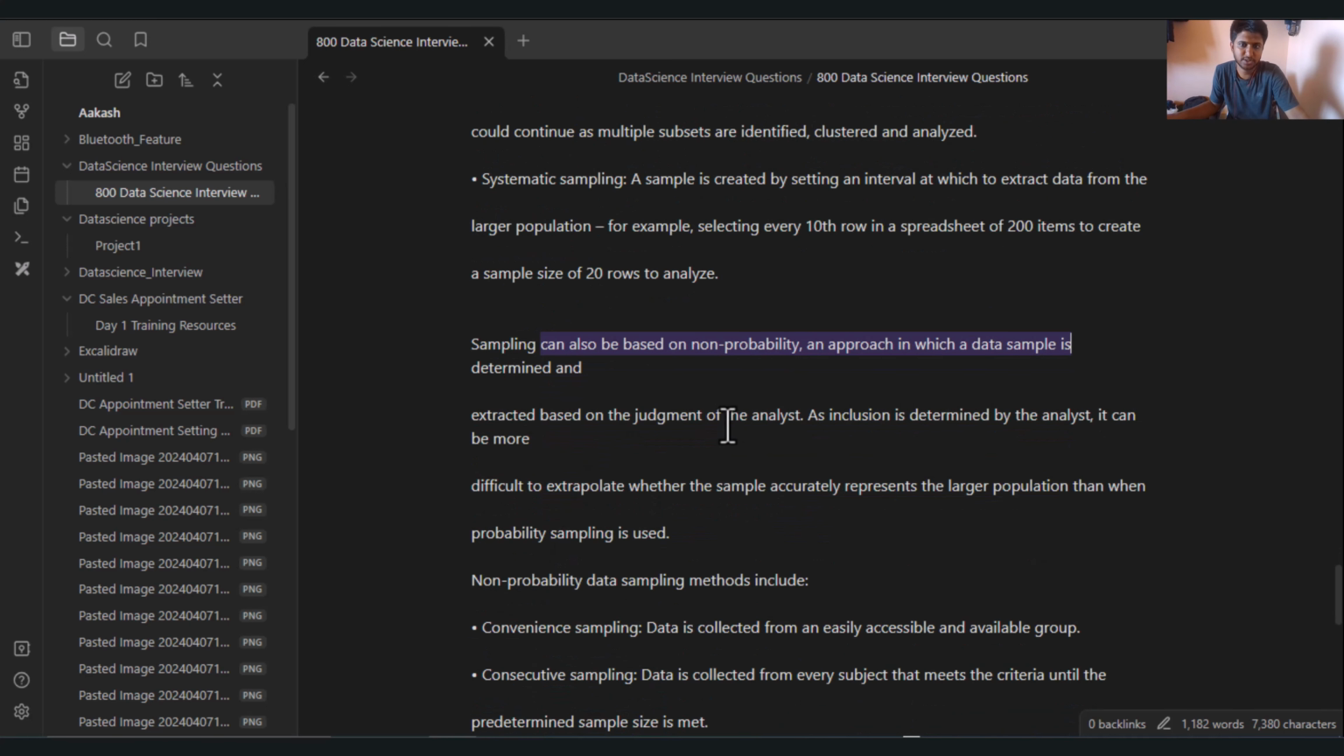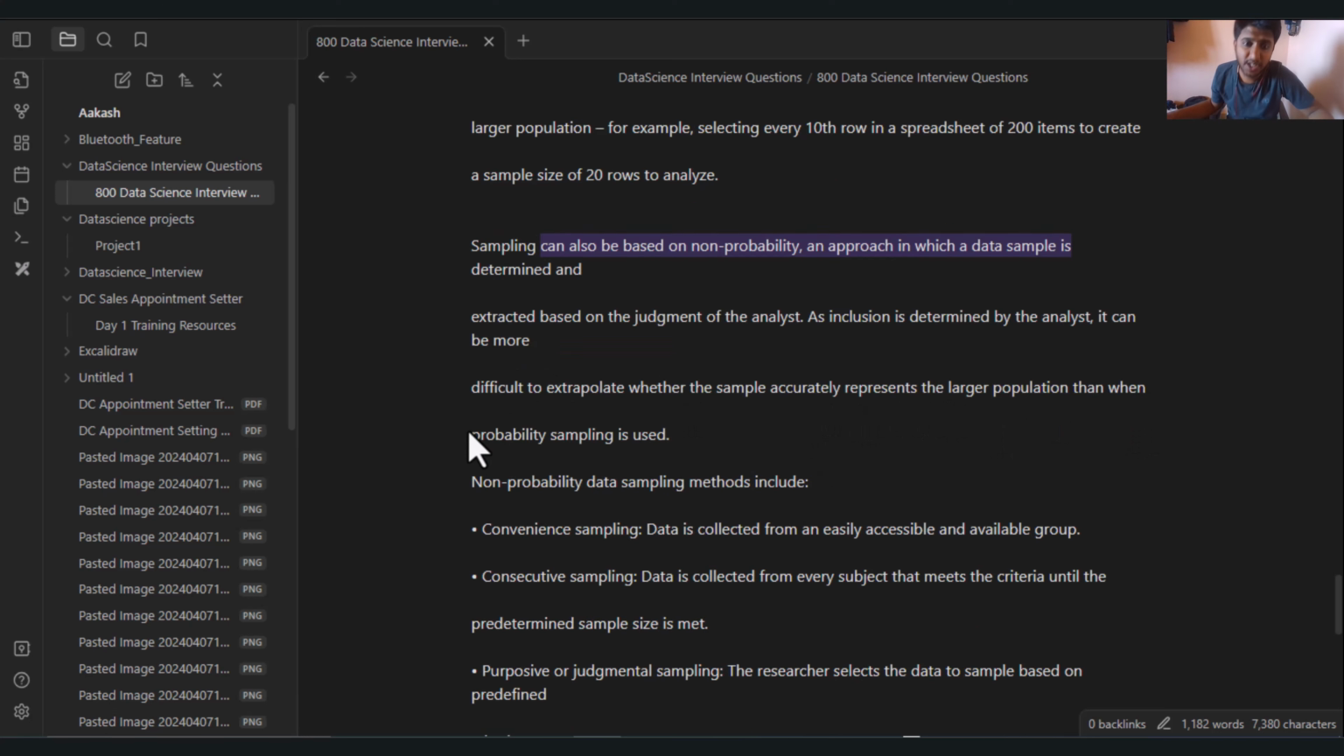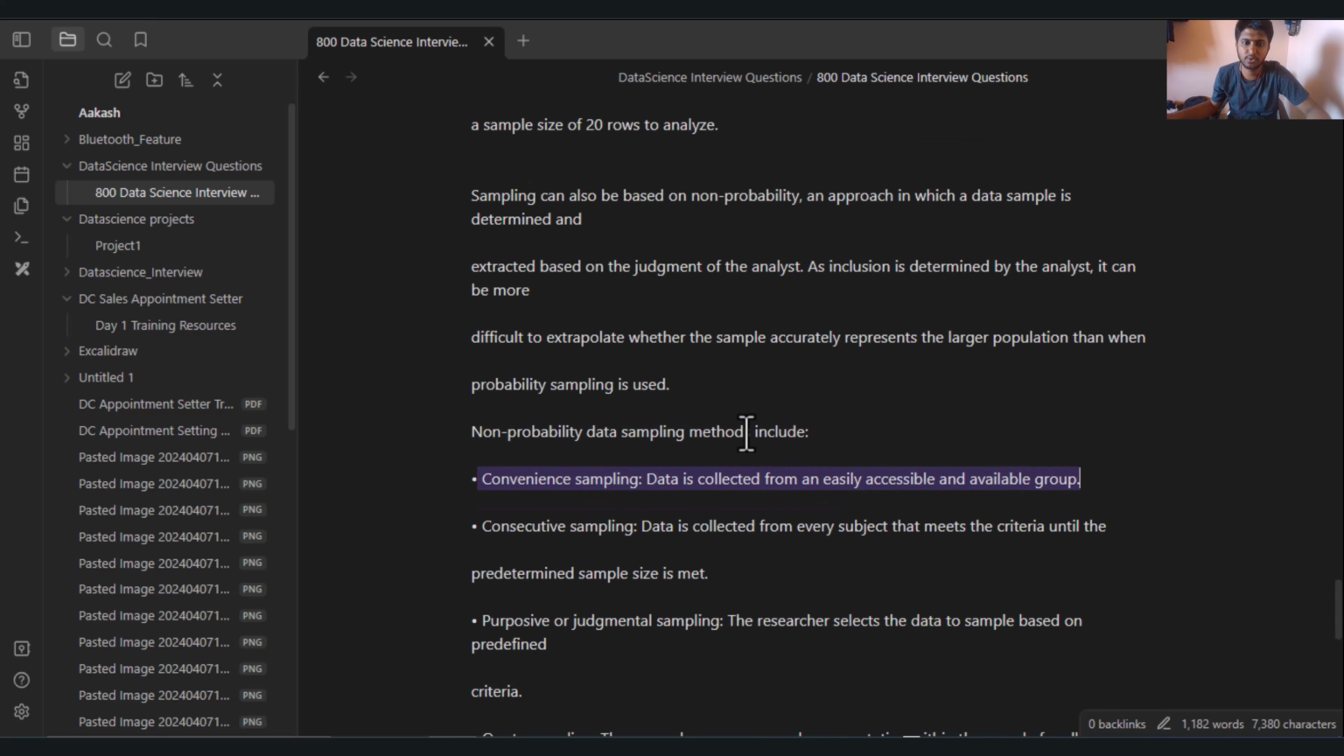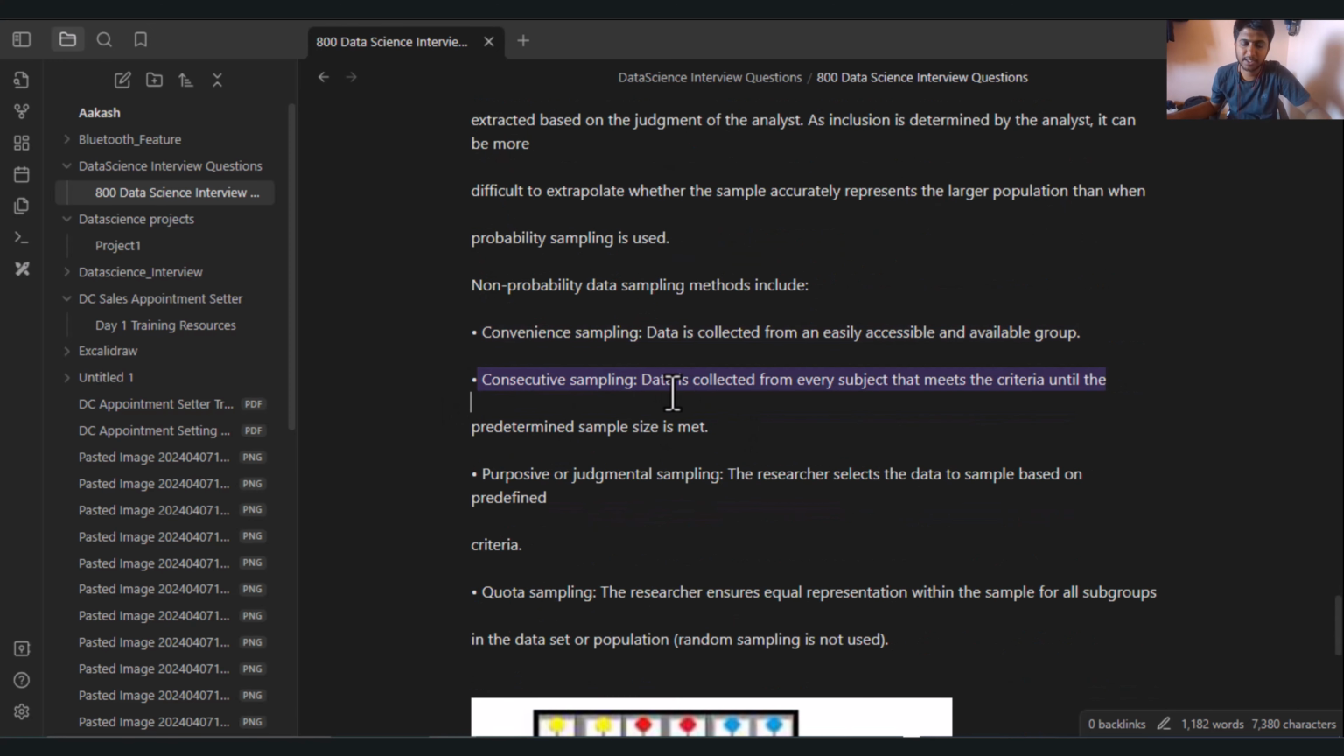and extracted based on the judgment of the analyst. As inclusion is determined by the analyst, it can be more difficult to extrapolate whether the sample accurately represents the larger population than when probability sampling is used. Non-probability data sampling methods include convenience sampling, where data is collected from an easily accessible and available group, and consecutive sampling, where data is collected from every subject that meets the criteria until the predetermined sample size is met.